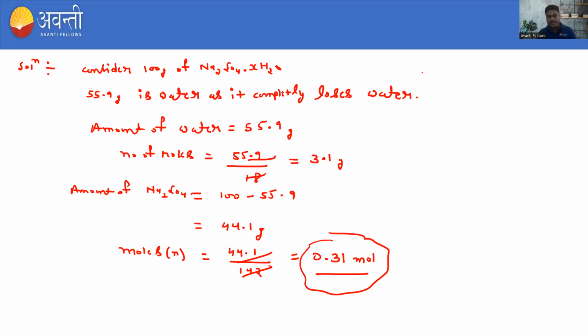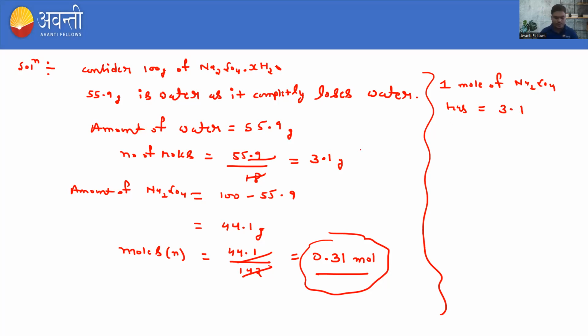That is, 1 mole of Na2SO4 has how much? 3.1, because 0.31 mole of Na2SO4 has 3.1 mole of water. This is very much clear from this equation, right? That is, 0.31 mole of Na2SO4 has 3.1 mole of water. That is in mole. Okay.